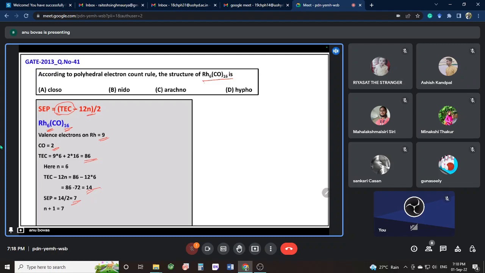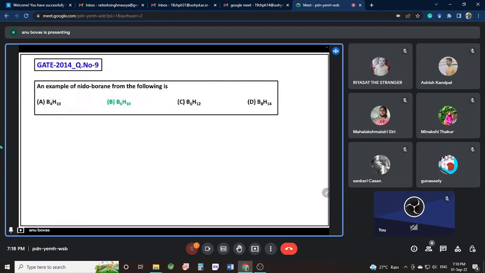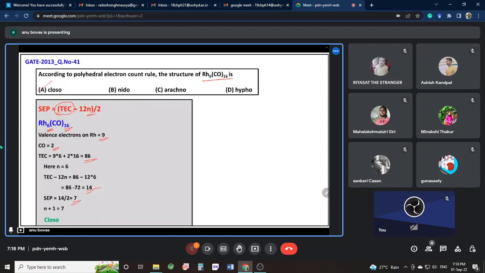So this falls under the n plus 1 structure. n plus 1 is closo. So the correct option is option A, closo. Is it clear? Yes, ma'am. If anybody has doubt, you can stop me in between and ask. So this question, I am hoping it is clear.